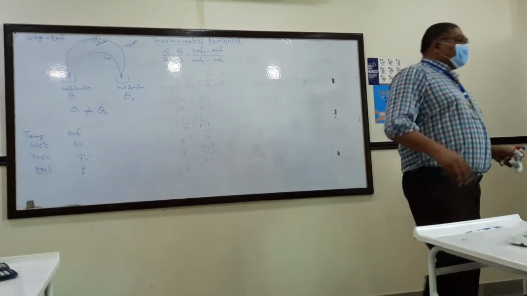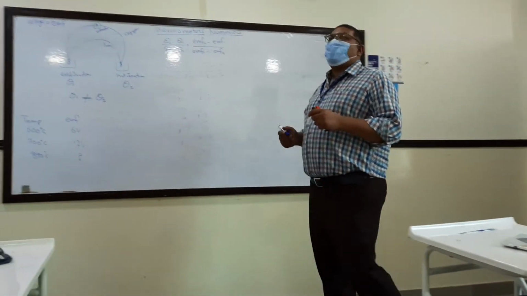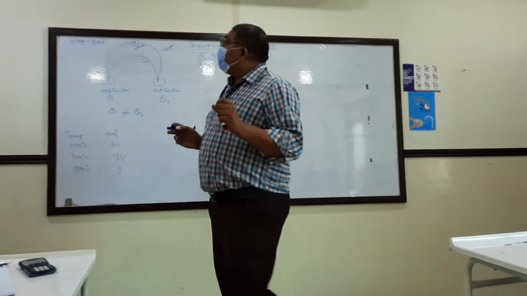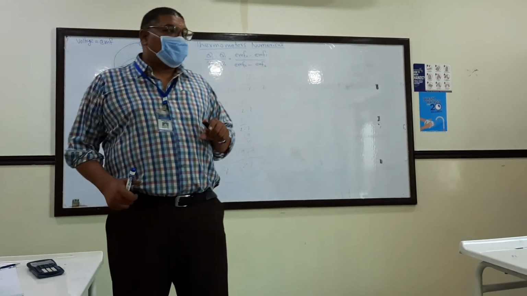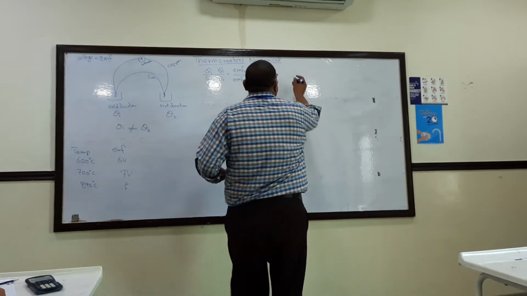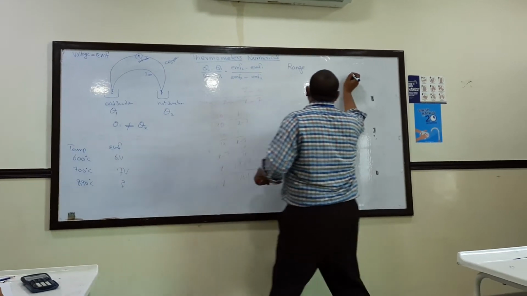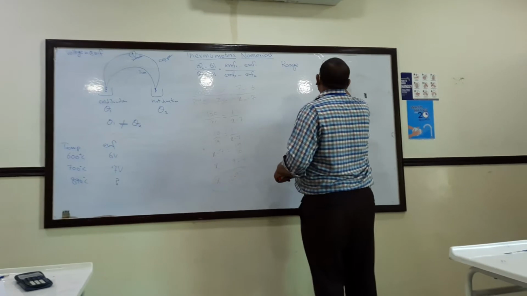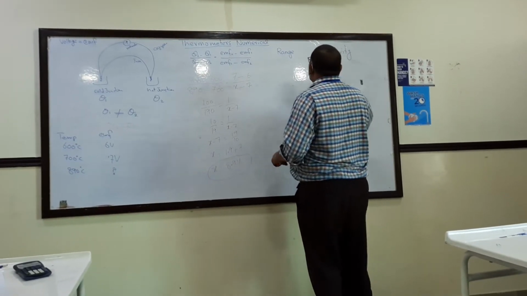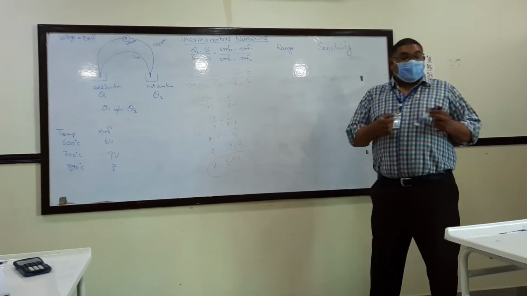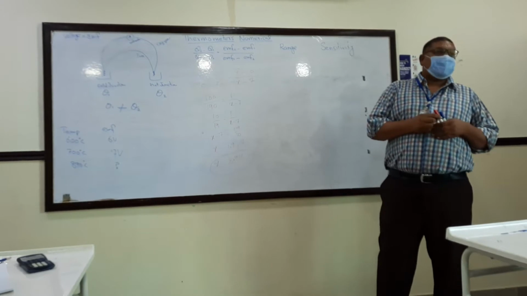So you see, in thermometers there are two properties. One is called range, and the other one is called sensitivity. Okay? What is the meaning of range of a thermometer?